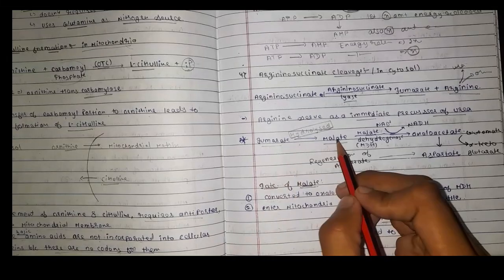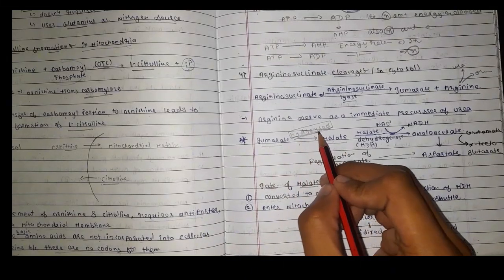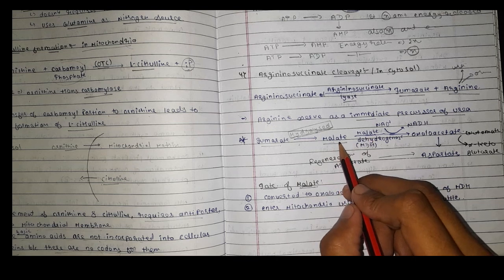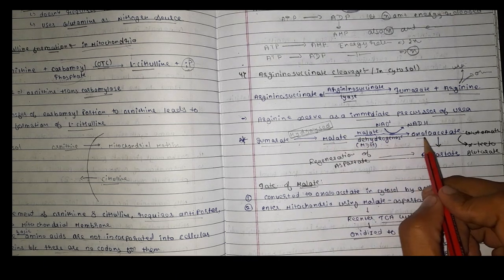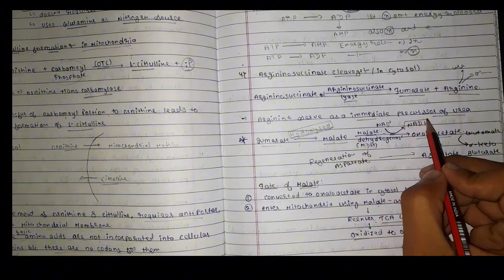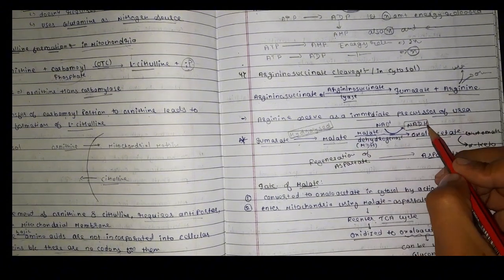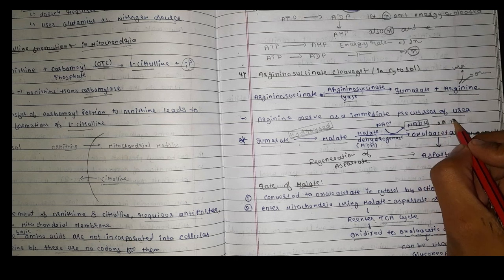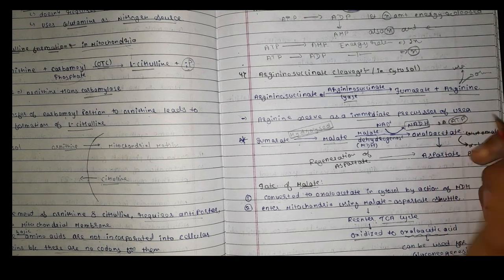Conversion of fumarate to malate is a hydration type of reaction, and then malate dehydrogenase acts on malate to form oxaloacetate. In this reaction, NADH is formed. This NADH serves as an ATP producer in urea cycle.